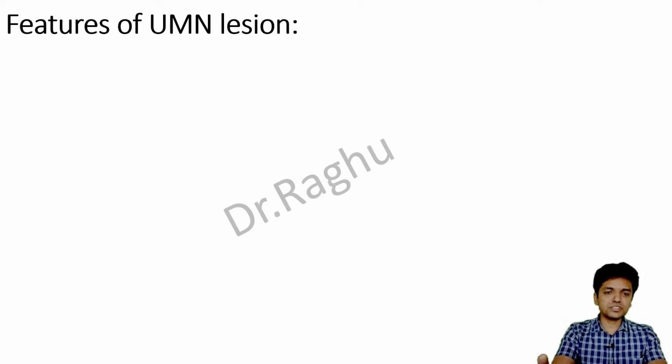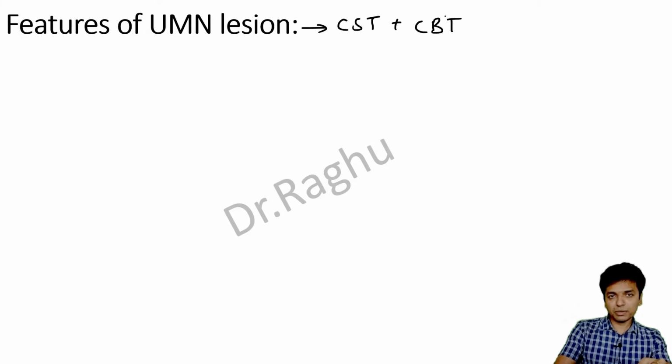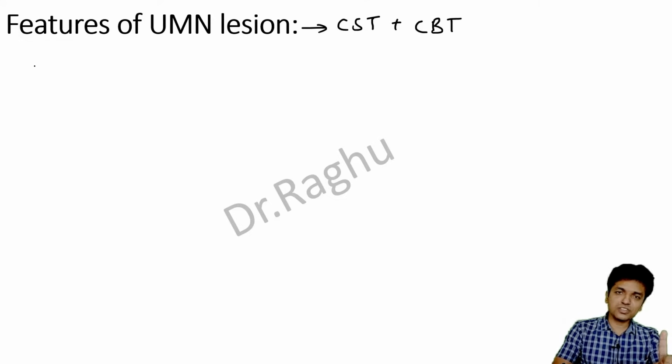Now, what are the features of the upper motor neuron lesion? Because usually the question is asked, add a note on the upper motor neuron lesion or differentiate between upper motor neuron lesion and the lower motor neuron lesion. The first point which I told you is that the upper motor neuron means it involves both corticospinal tract as well as the corticobulbar tract. The most common site of lesion is the internal capsule. Okay, fine.